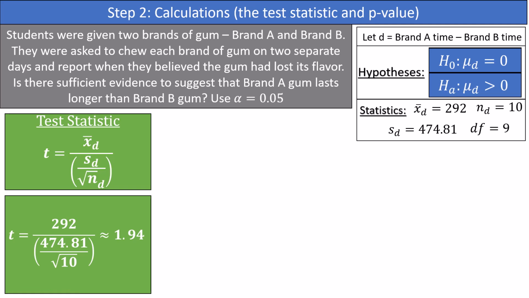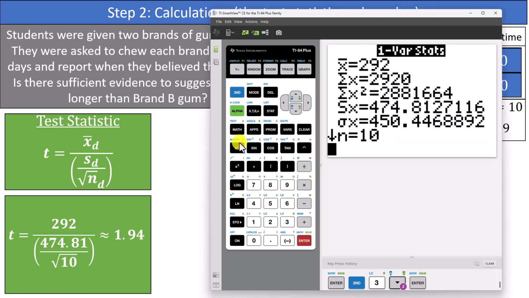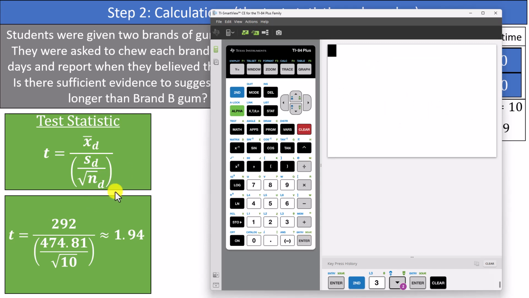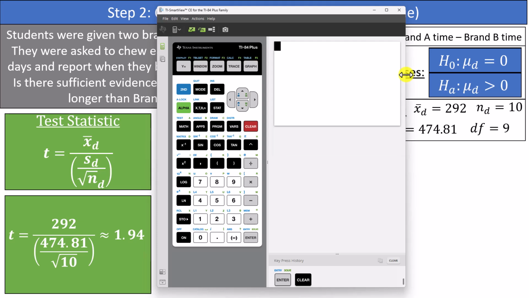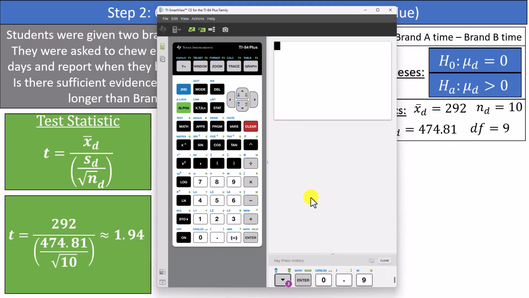So I'm going to show how I would type that into my calculator here. I could just put it exactly how I see it there. Maybe I'll move it over so you can see the numbers, in case you're still checking where those came from. We have 292, which was our sample mean difference, divided by the standard deviation, which was 474.81, over the second square root of 10.